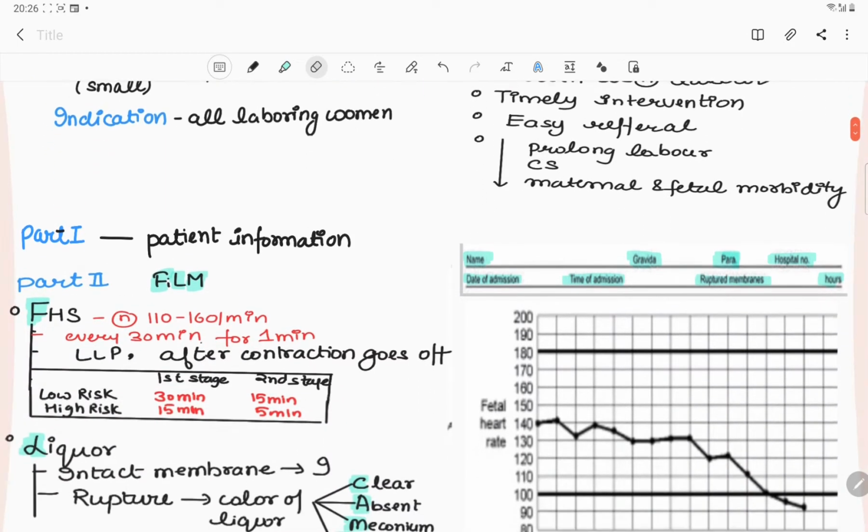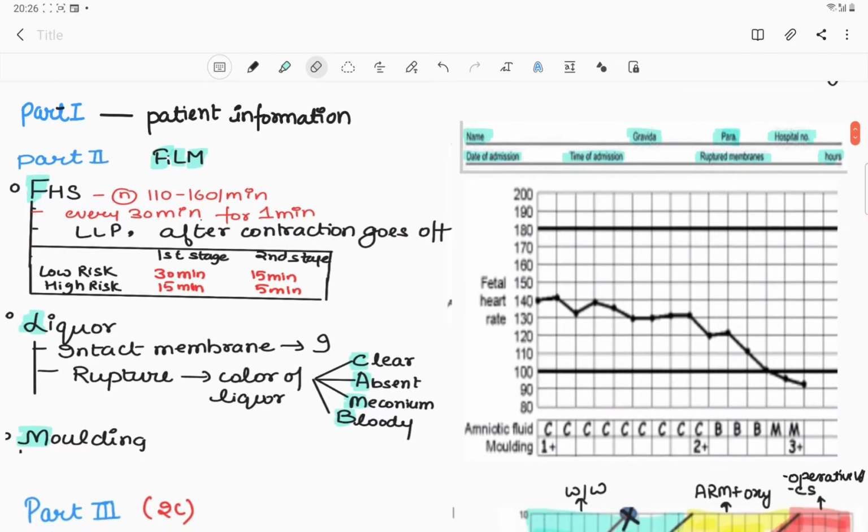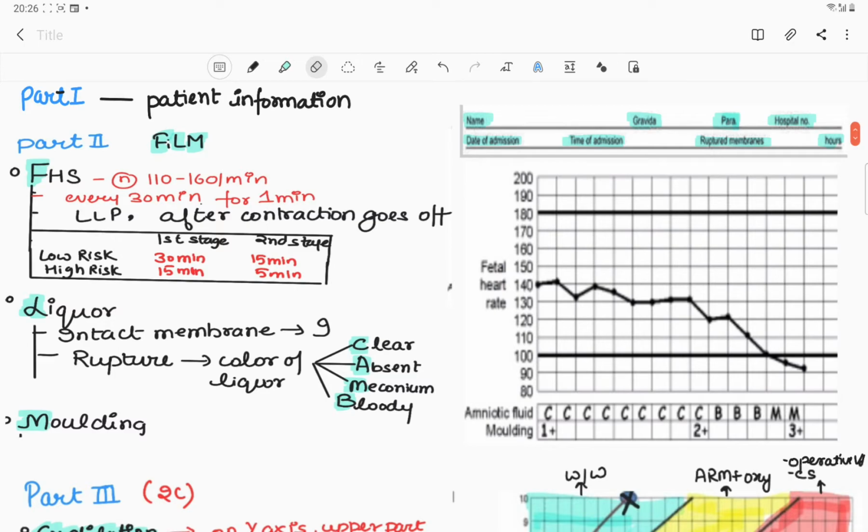So, partograph contains 5 parts. Part 1 is patient information, meaning name, gravida, para, hospital number, date and time of admission, and date and time of rupture of membranes if membranes are ruptured.